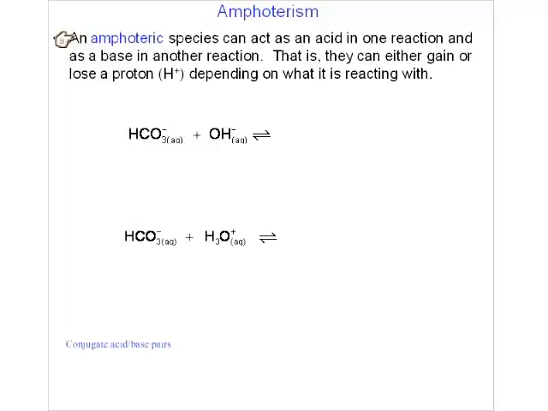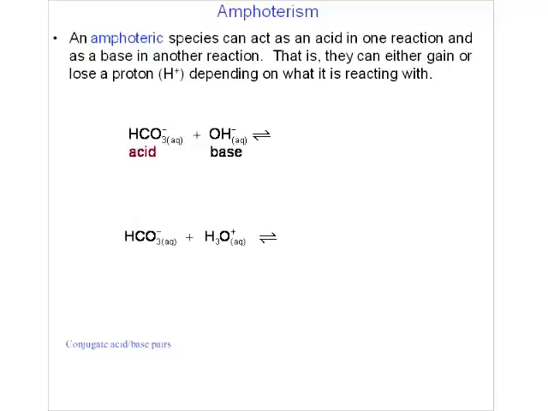The idea is that depending on the situation that the species is put in, if it's put in a situation where it's with a stronger base, then the substance is going to act as an acid. If it's put in a situation with something that's an acid, then the species will take on the role of a base. So it has a dual role or a split personality type thing. It's capable of donating a hydrogen to be an acid, and it's capable of accepting the hydrogen to be a base.